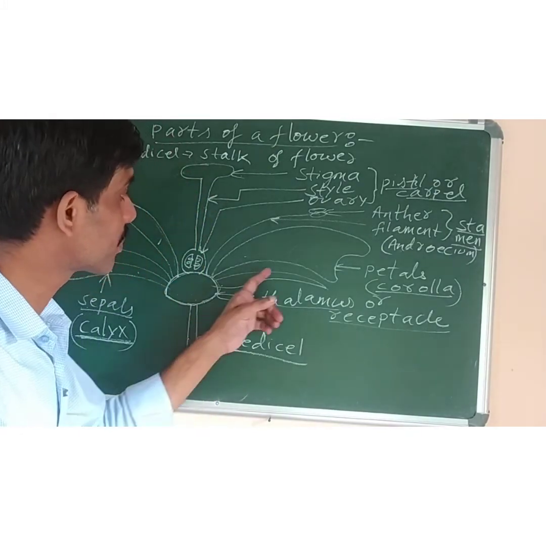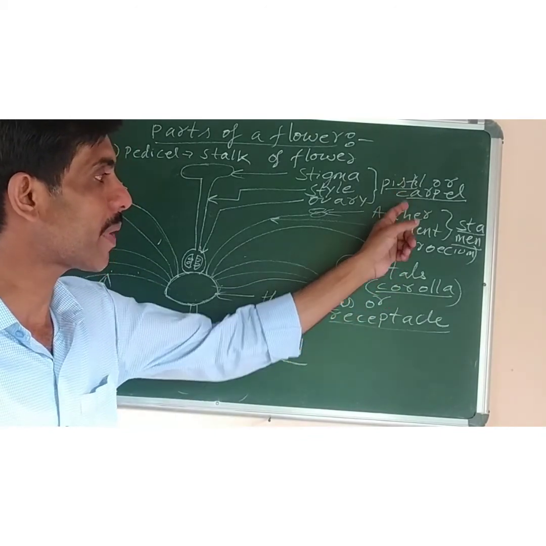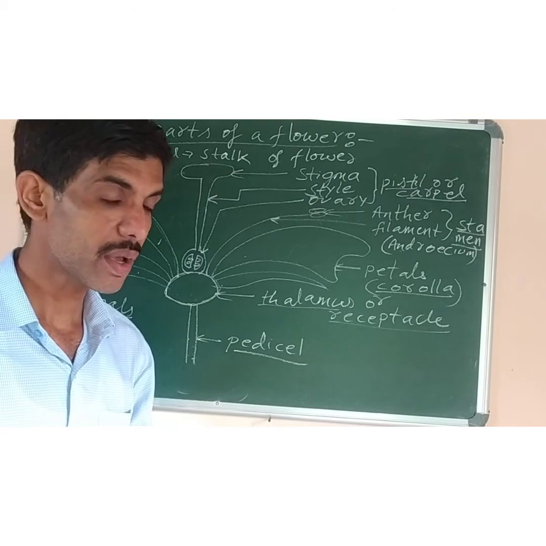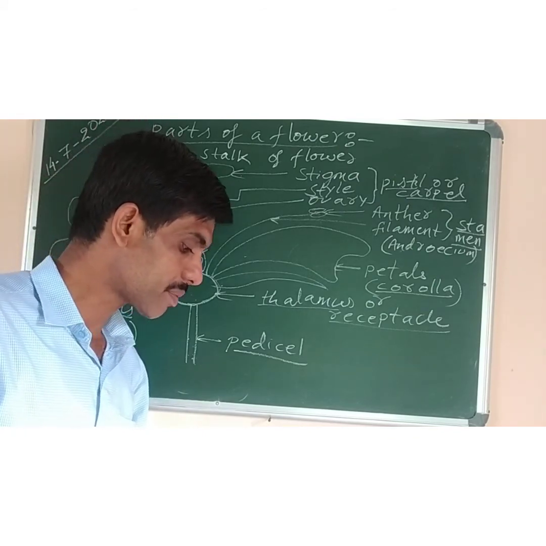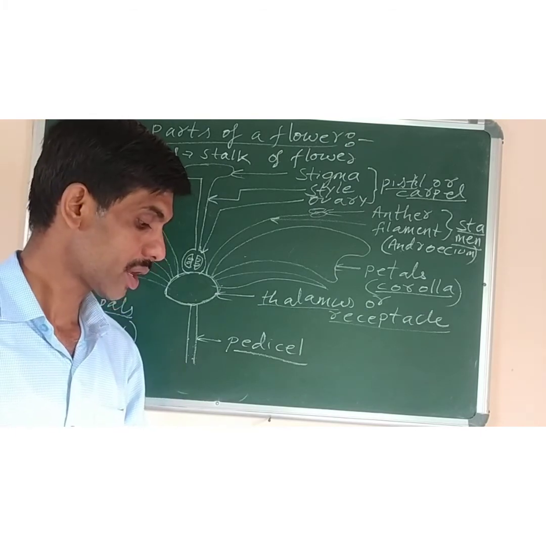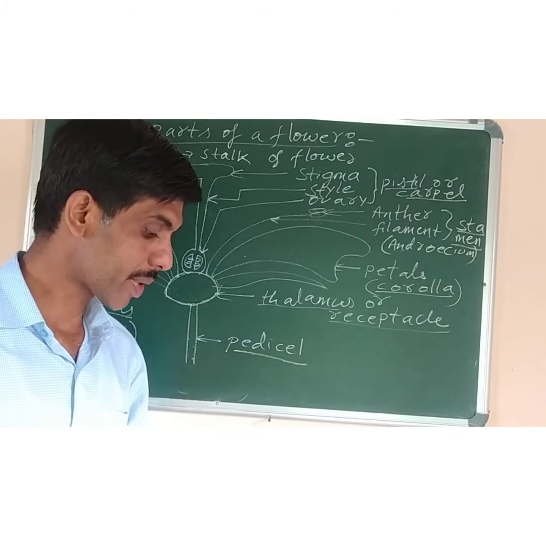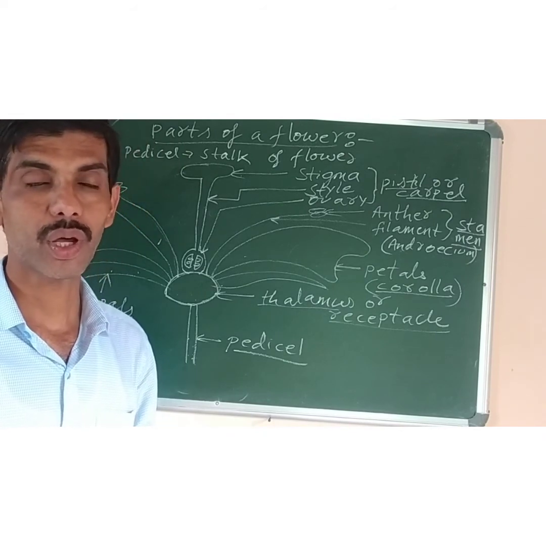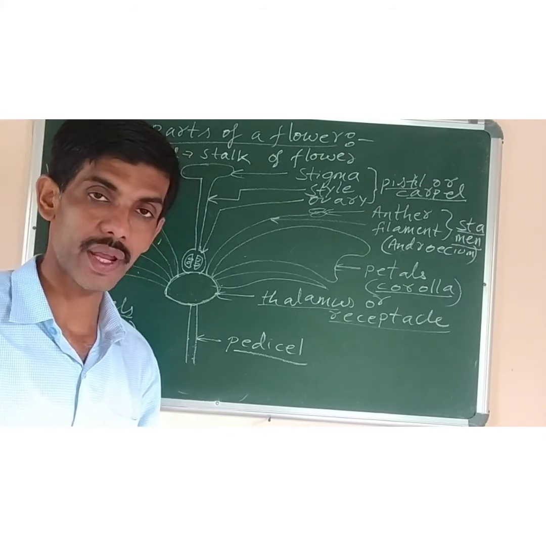A flower in which both the male and the female parts are present is called a bisexual flower. Like China rose is a bisexual flower. The other name of bisexual flower is hermaphrodite or perfect flower. Like tomato also, mustard also, petunia also. All these are bisexual flowers or hermaphrodite flowers.